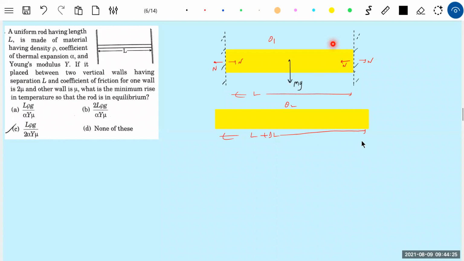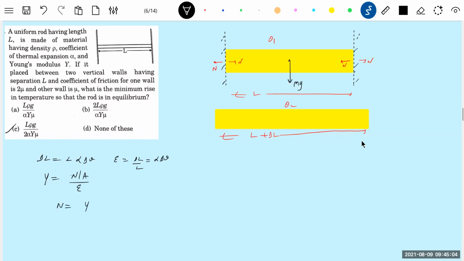First of all, for the friction to act, there should be normal contact. And there is friction at both walls. It's telling that the coefficient of friction for one wall is 2 mu, the other is mu. Now I'll proceed like this. What is delta L? Let's go back to thermal expansion, L alpha delta theta. Then we know Young's modulus equals stress by strain. Here stress is normal reaction per unit area, by strain. The strain is alpha delta theta. So N is equal to Y sigma alpha delta theta.